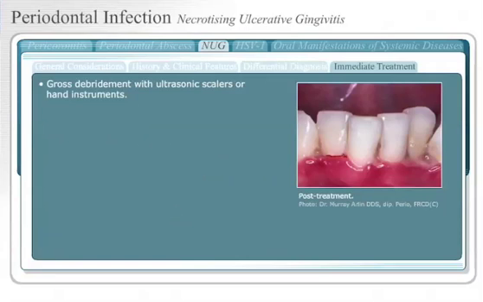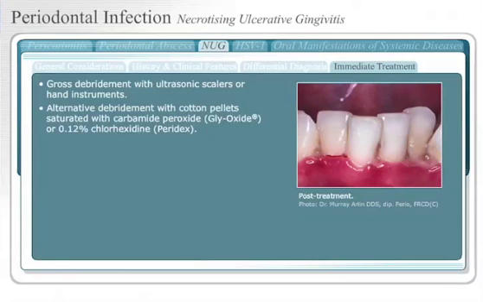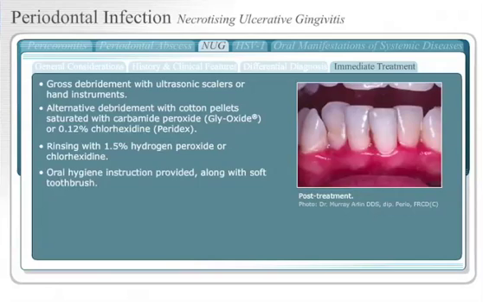Gross debridement is important to alleviate acute symptoms. This can be accomplished with gentle hand scaling or ultrasonic instruments. If the patient is too sensitive, cotton pellets soaked in peroxide or chlorhexidine can be used. The patient should be put on a rinse of 1.5% hydrogen peroxide or chlorhexidine and instructed to institute meticulous oral hygiene using a soft brush.